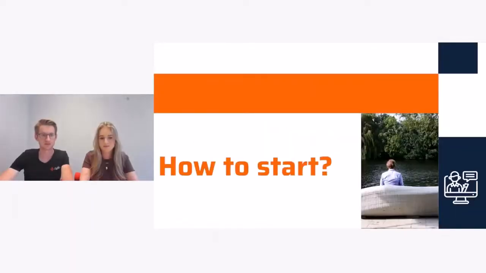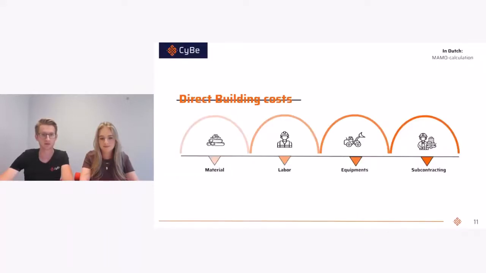So, how to start with making a cost calculation? The first step we do is calculating the direct building costs. The direct building costs are the cost of material, labor, equipment, and subcontracting. For the material, it's all the material that is used in the project. This could be a total price. Big companies have these prices in the database and get these prices automatically updated when material prices change.